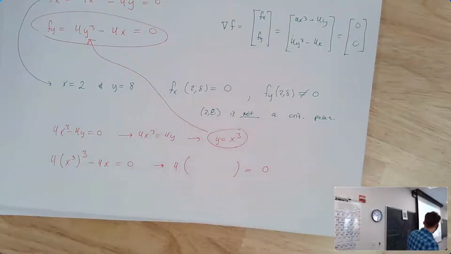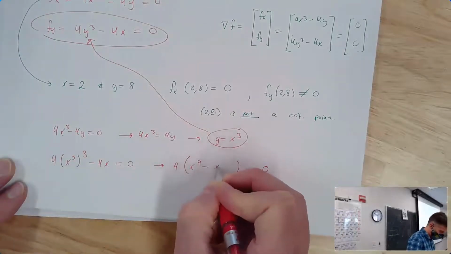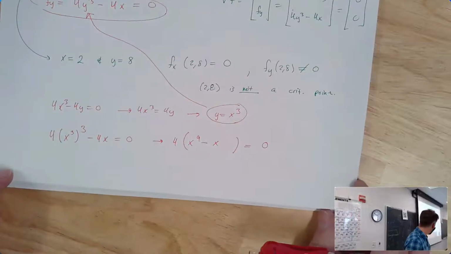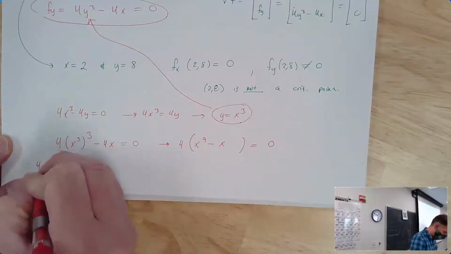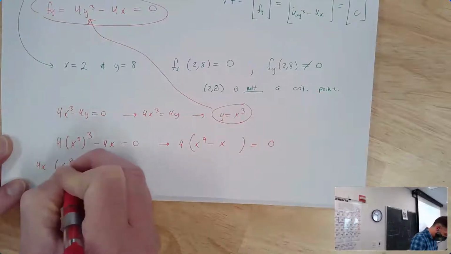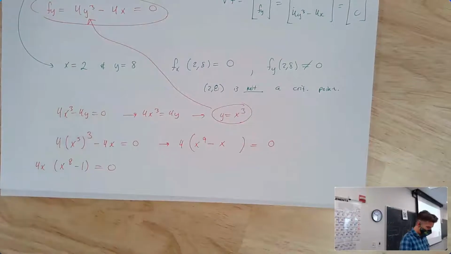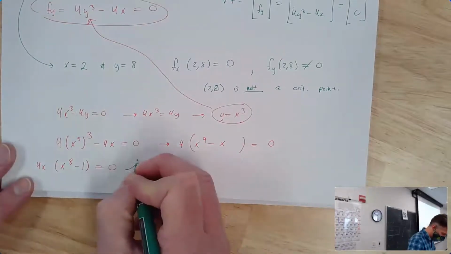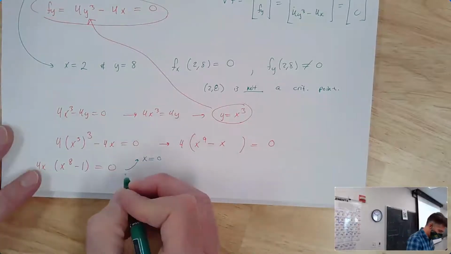So I've got 4 times, let's see, x cubed is x to the 9th minus x. I also could have factored out an x. I've got 4x times x to the 8th minus 1 equals 0. So what are my possible values for x? x equals 0 is definitely 1. What else?